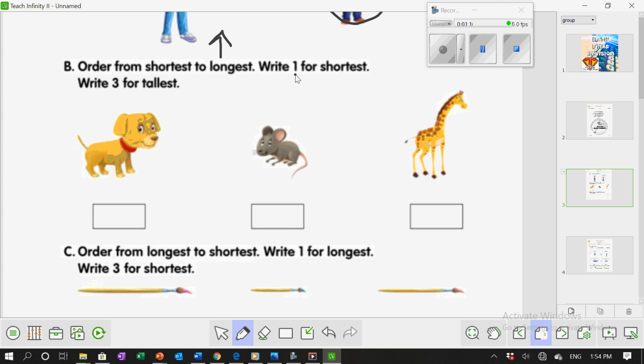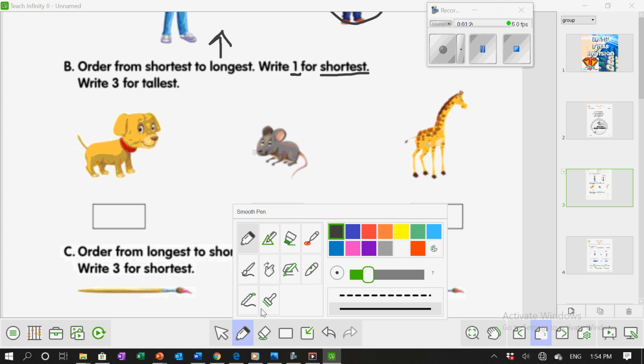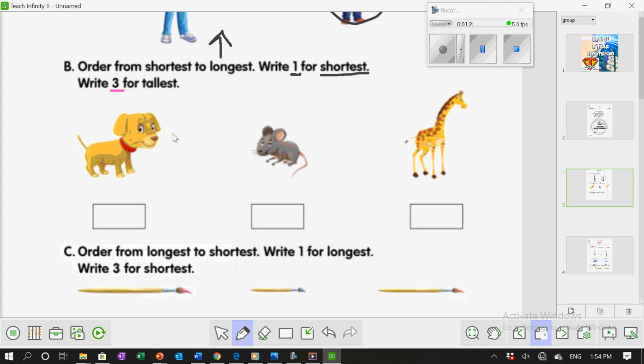I write the one under the shortest. I will change the color, just wait. Okay, and write three under the tallest. So one under the shortest. Where is the shortest? Perfect, the rat. So one under the shortest and the three under the tallest. Excellent. So here is one and the dog is two and the giraffe three.